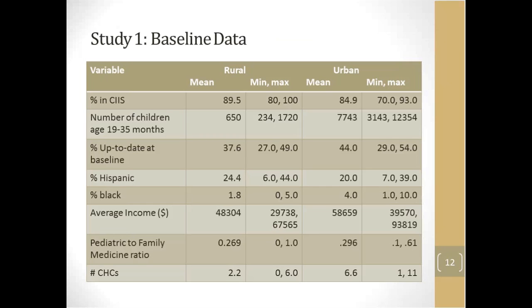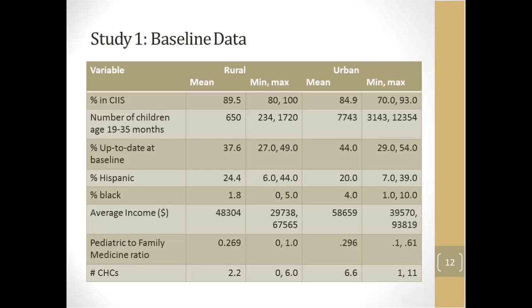in the population and the number of children who would be potentially eligible. Up-to-date rates also. There was a huge range. In rural counties, up-to-date rates ranged from 27 to 49%. In urban counties, from 29 to 54%.